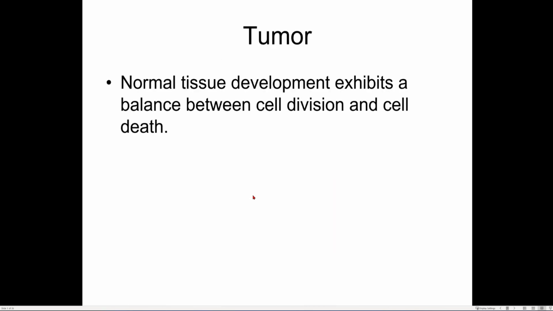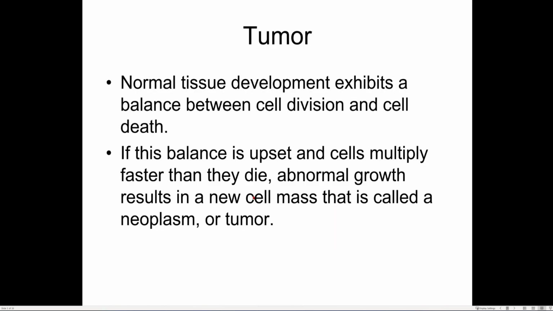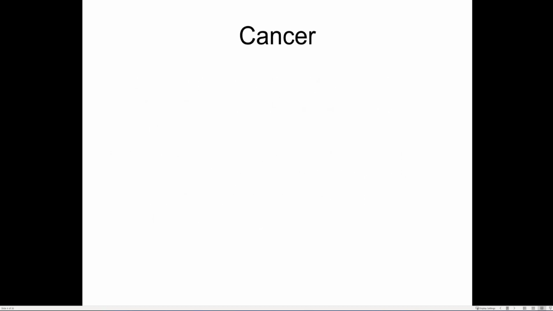So as I mentioned before, normal tissue has a normal balance of cell division and cell death, or apoptosis. But if that balance is upset and cells begin to multiply faster than they die, then we're going to get a mass of cells called a tumor, right? That's what a tumor is. It's one cell that went nuts, lost control of its cell cycle, and now is growing out of control.